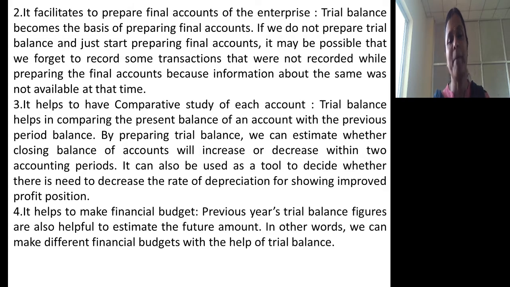It helps to have a comparative study of each account. The trial balance helps in comparing the present balance of an account with the previous period balance. By preparing a trial balance, we can estimate whether the closing balance of all accounts will increase or decrease within the accounting period. It can also be used as a tool to decide whether there is a need to decrease the rate of depreciation for showing improved profit position. So, to have a comparative study of each account, which statement do we prefer? That is nothing but the trial balance.